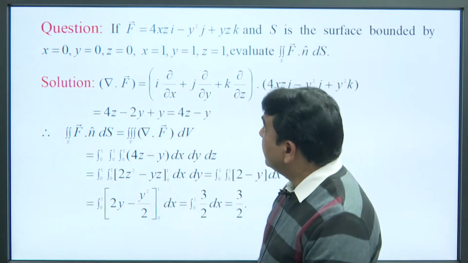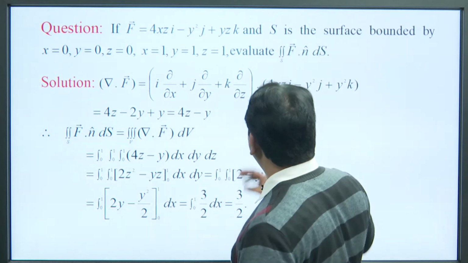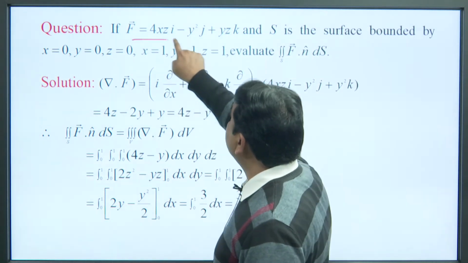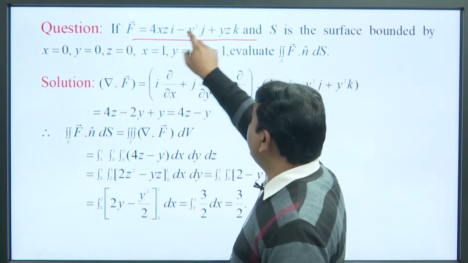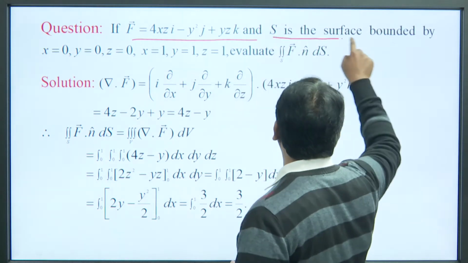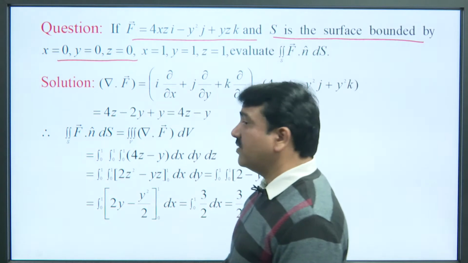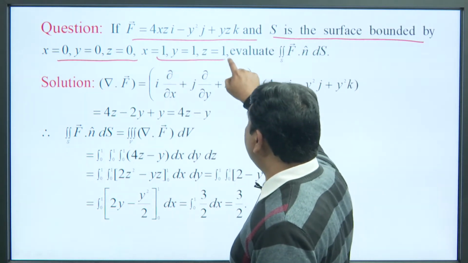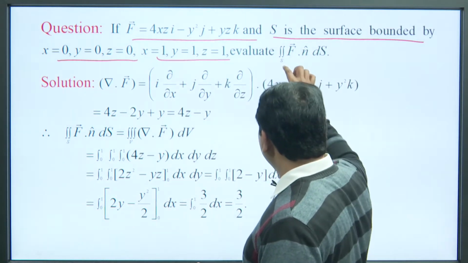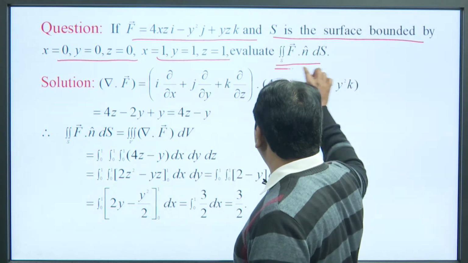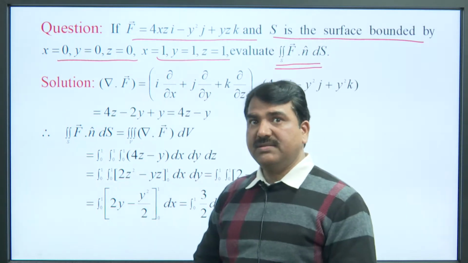Now, let us evaluate another integral. If f is defined in this form and S is the surface bounded by x equal to 0, y equal to 0, z equal to 0 and x equal to 1, y equal to 1, z equal to 1, then we have to evaluate the surface integral of f dot n ds over S.